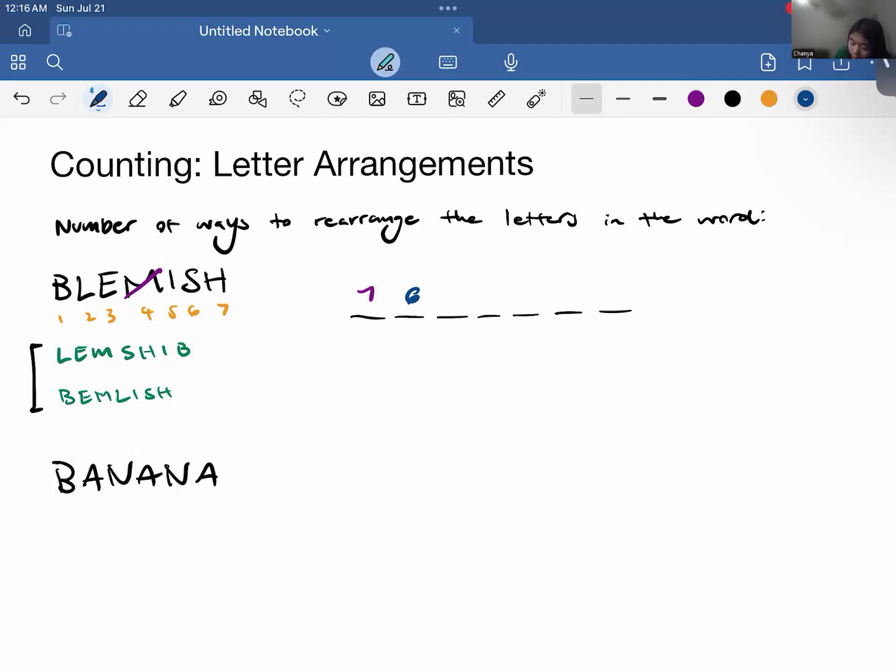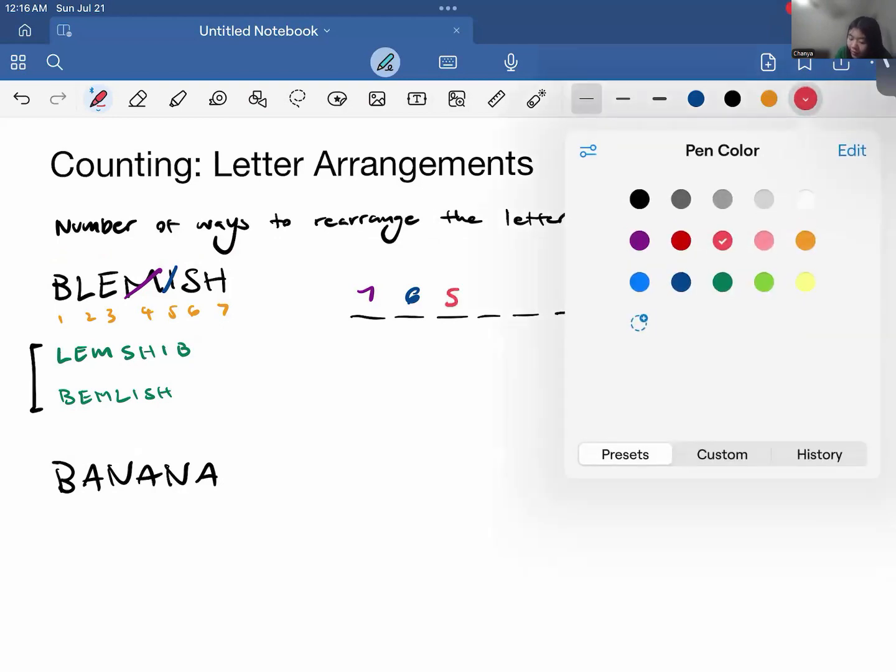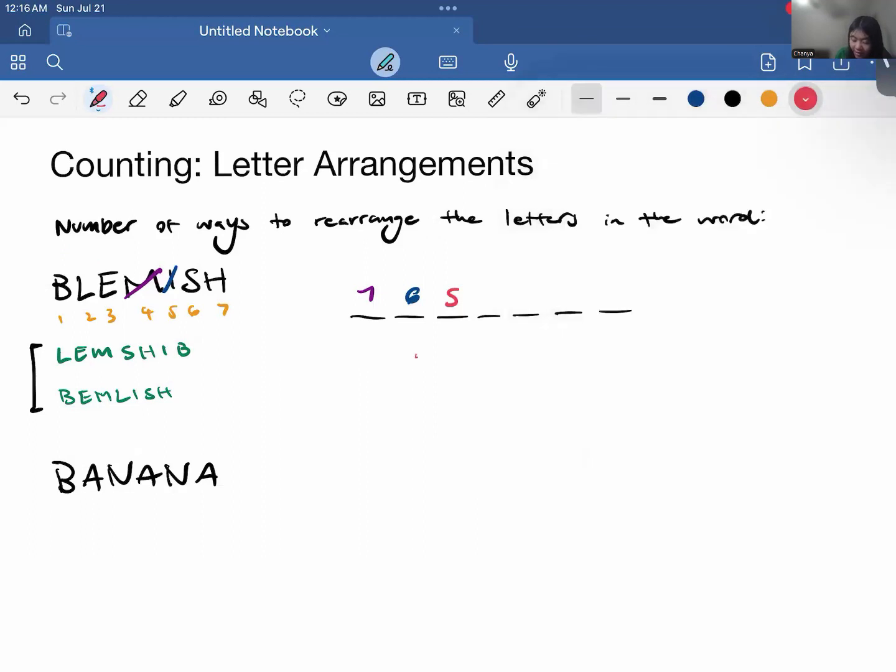Okay. For the third letter, how many options do I have? So let's suppose that I use the I for the second letter. So for the third letter, how many letters do I have left? So 1, 2, 3, 4, 5, right? We have 5 options for the third letter. Let me write that better. 5. And then for the fourth letter, how many options do we still have?